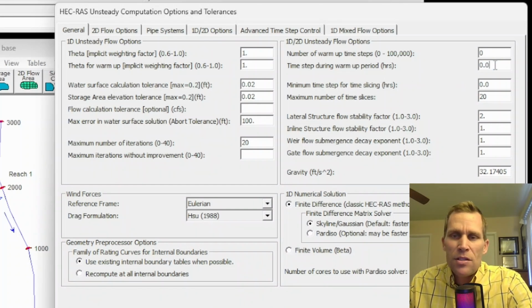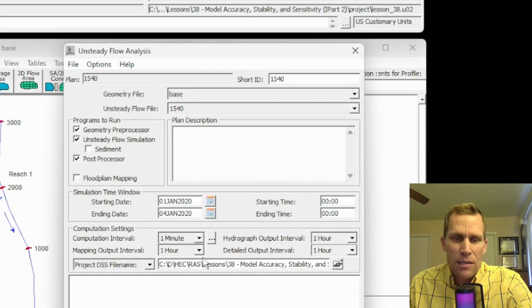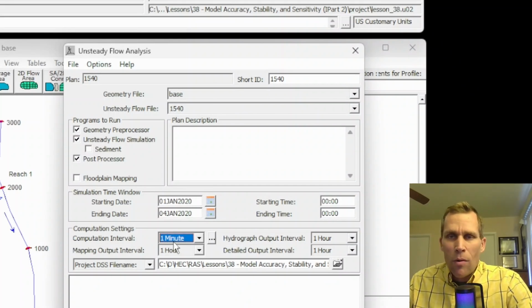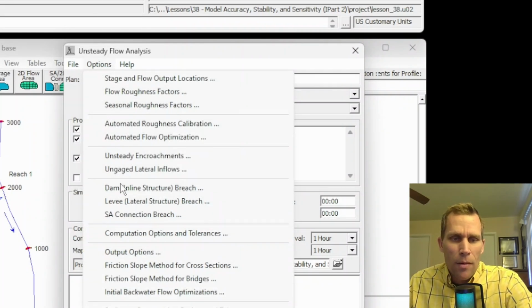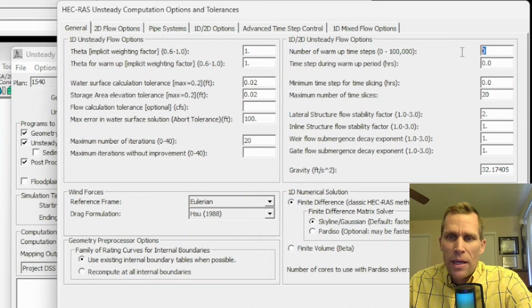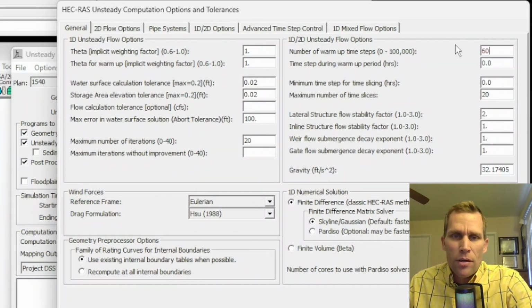So for instance, if this is 0 or just left blank, it will assume it's going to use the default computational time interval, which is set for 1 minute for me right here. So 1 minute, if I wanted a warm-up time of, say, 1 hour, then that would be 60 minutes. 60 is the number of time intervals. So I'll go options. Then I would go ahead and set this to 60 right there if I wanted 1 hour.